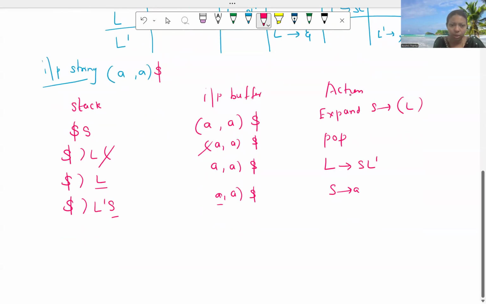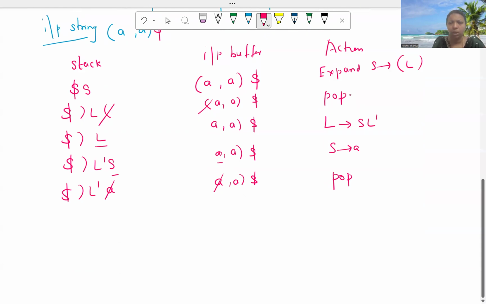So now what you have to do? Now open close parenthesis L dash. This S should be replaced by A. And what is in the input buffer? A comma A close parenthesis. Now if you see top of the stack and in the input buffer both are matching. So you have to pop. So when you pop, what will be remaining in the stack? Close parenthesis L dash. Here it is comma A close parenthesis dollar.